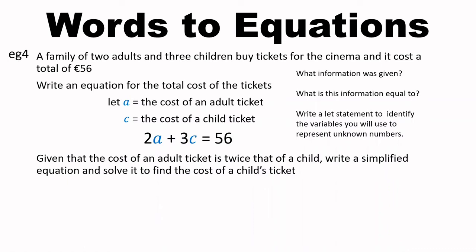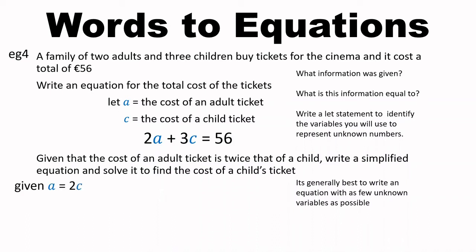Given that the cost of an adult's ticket is twice that of a child, write a simplified equation and solve it to find the cost of the child's ticket. Now we needed that added given information to be able to solve this equation. So now with that added information, let's try to write an equation that's only got one variable. That is, it's only got one unknown value. How has that information helped? We were given the information that an adult's ticket is equal to 2 times a child's ticket. So A is equal to 2C. That means we can replace the A in our equation with 2C, and then we'll just have an equation with one variable.